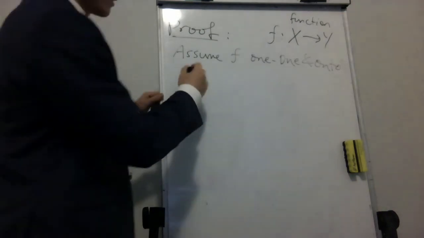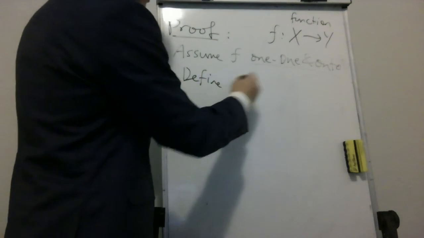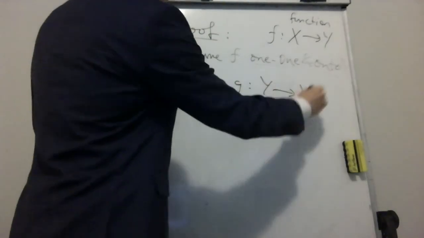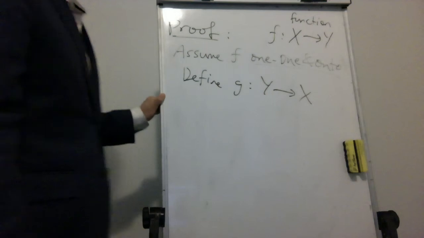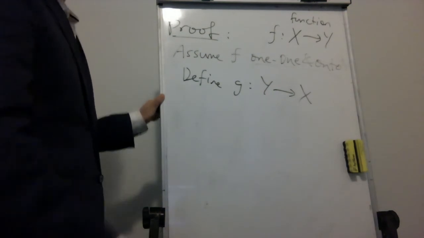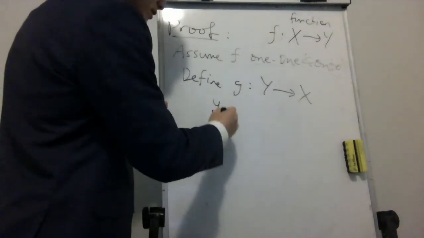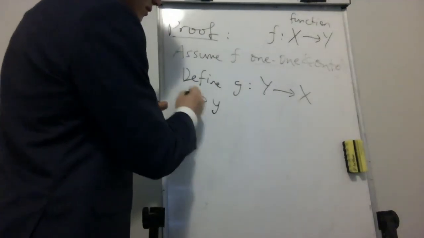So we need to define g going from y to x. And we have to define it so that it's a function, and then it has to undo f, and f has to undo g. How do we define it? So we take a y, so start with a y that's in y, okay?